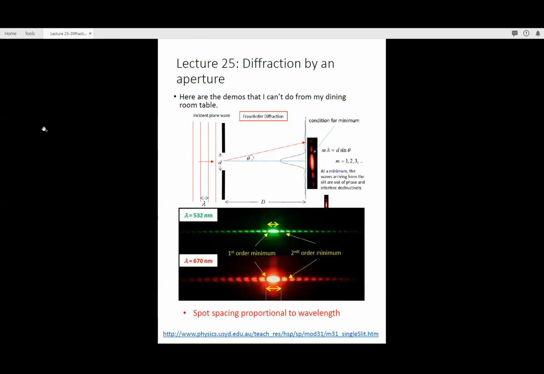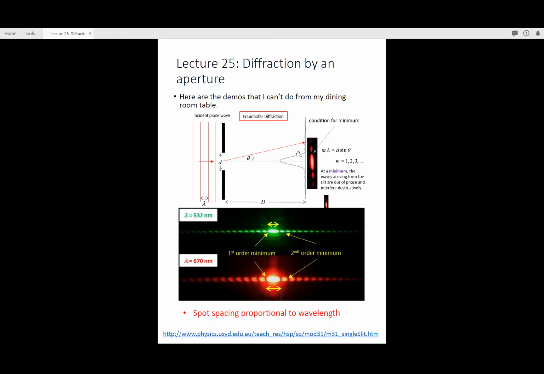We're going to talk about diffraction by an aperture. So here's a demo that I can't do from home. Let's say we've got a 1D aperture. We're building up towards the circular aperture. With a 1D aperture, if I shine light through it, we get a central peak, just what you'd expect. And then we get these oscillating but decaying side lobes.